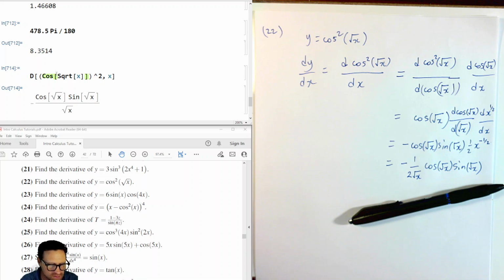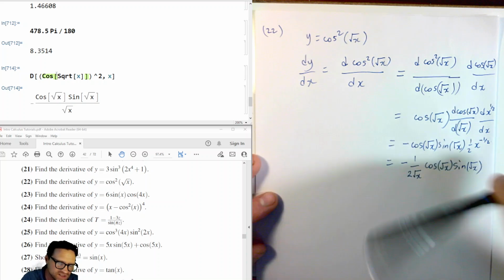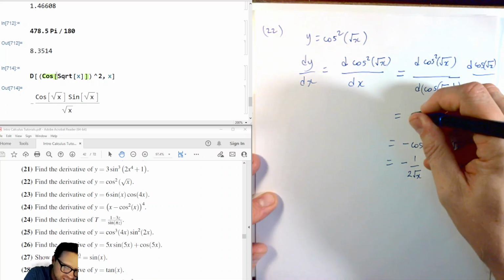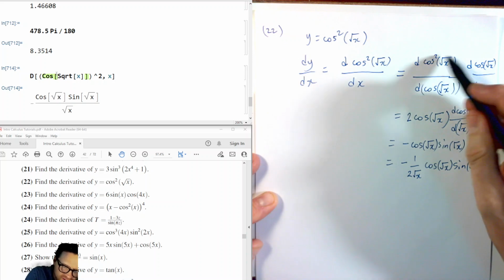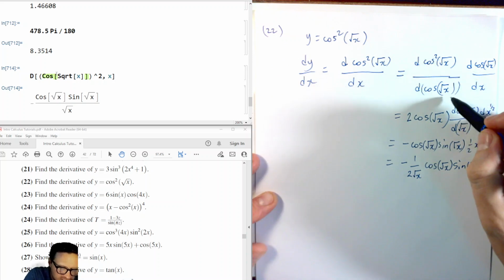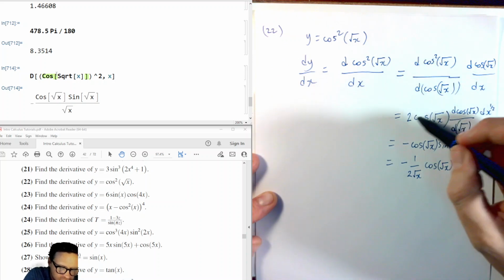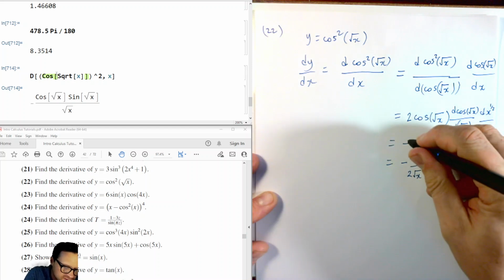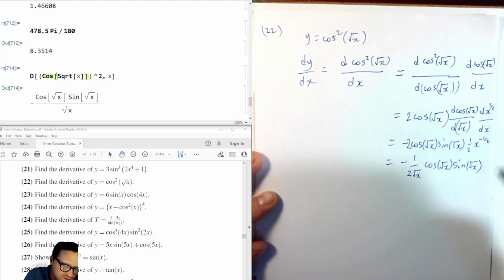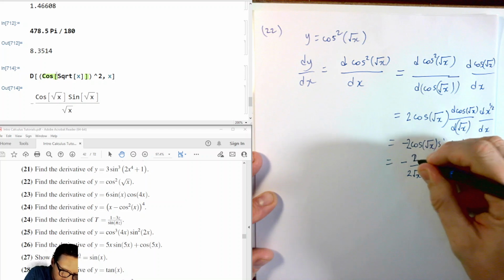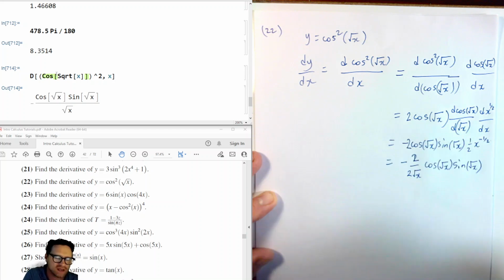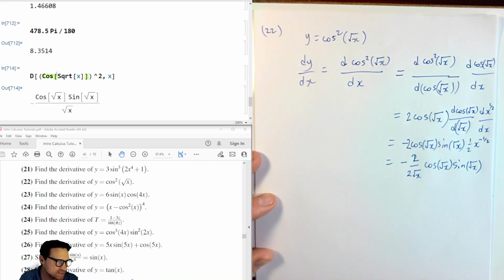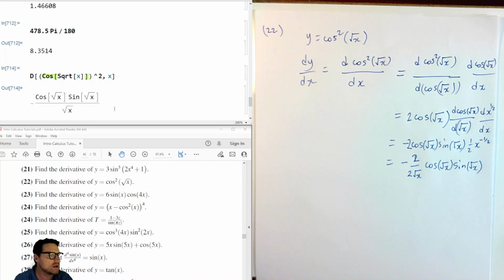What? Where did the half go? Oh, I see. I forgot the 2 in here. Okay, so the derivative of cos squared is 2 cos. And so that brings a 2 down here. And so there's a 2 up here, which gets canceled there. And we end up with exactly what Mathematica has. Minus cos of root x, sine of root x, all over root x.